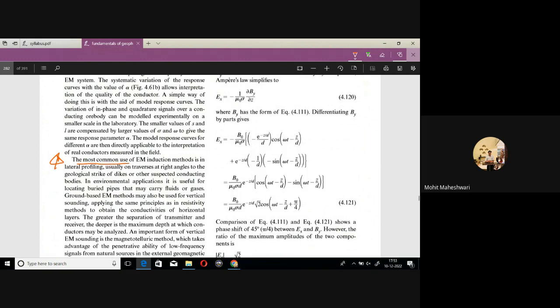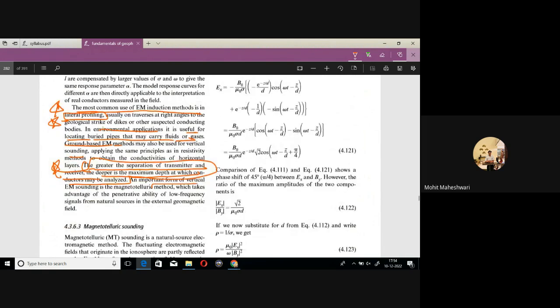The most common use of the electromagnetic induction method is in the lateral profiling. Very, very important concept. Electromagnetic induction method is used in the lateral profiling. In the environmental application, it is useful to locate the buried pipes that may carry fluid, gas. Ground-based electromagnetic method is also used for the vertical sounding, and this concept is very, very important, as we have seen previously. The greater the separation of the transmitter and the receiver, the deeper is the maximum depth at which conductor may be analyzed. So this is a very, very important concept that you must remember.